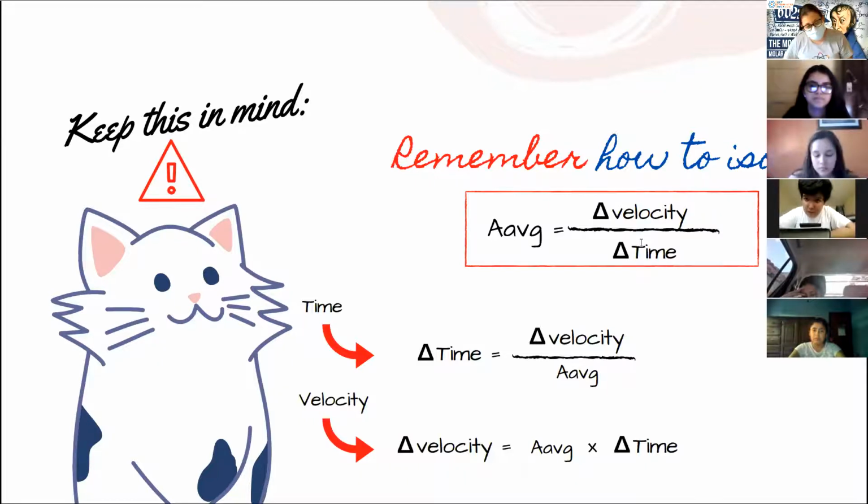Now, another thing to keep in mind is the equation for average acceleration, which is change in velocity divided by the change in time. If you need to know the time, the equation is change in velocity divided by the average acceleration. If you want to know the velocity, the equation to use is average acceleration times change in time.